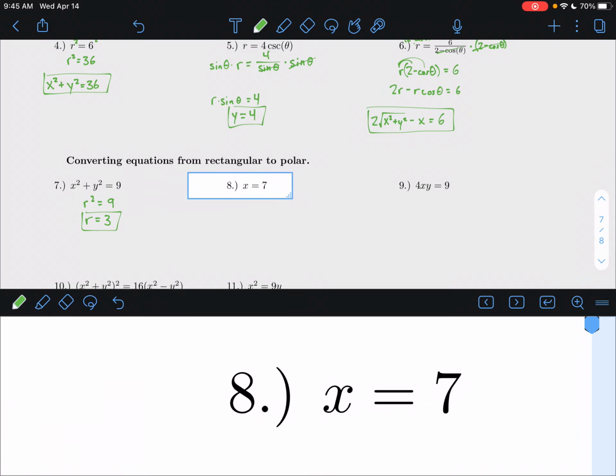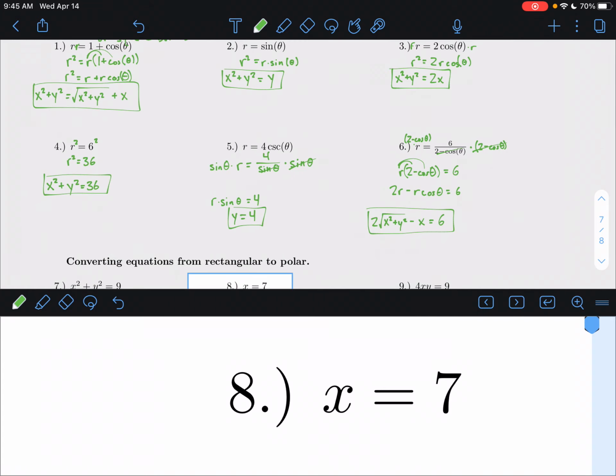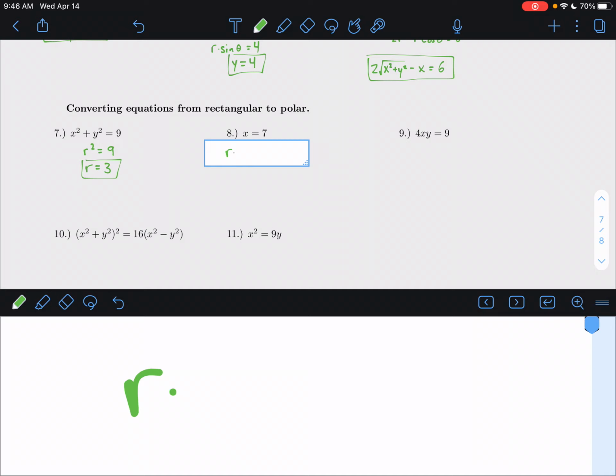Number 8, I have x equals 7. So let's see, I'll rewrite this in polar. So x is r times the cosine of theta. So r times the cosine of theta is 7. One thing Ms. Gilbert did say when I asked her was that when you're converting from rectangular to polar, you would want to solve for r, unless you can't easily do that. But try to get r as isolated as possible.